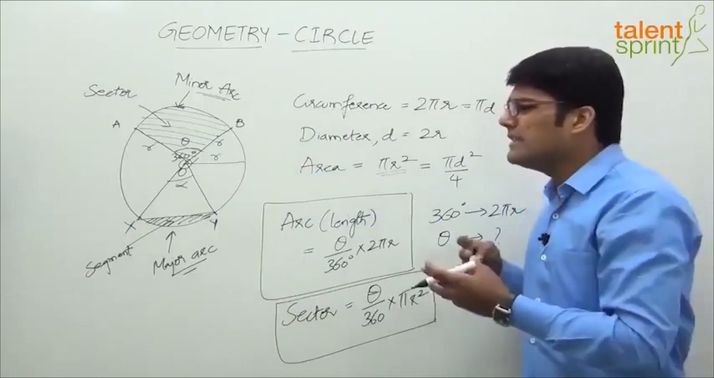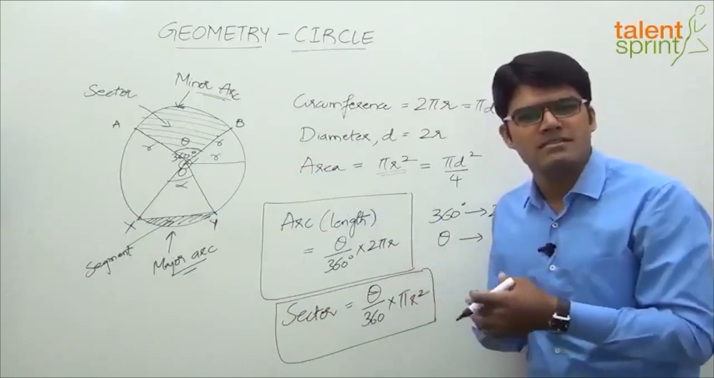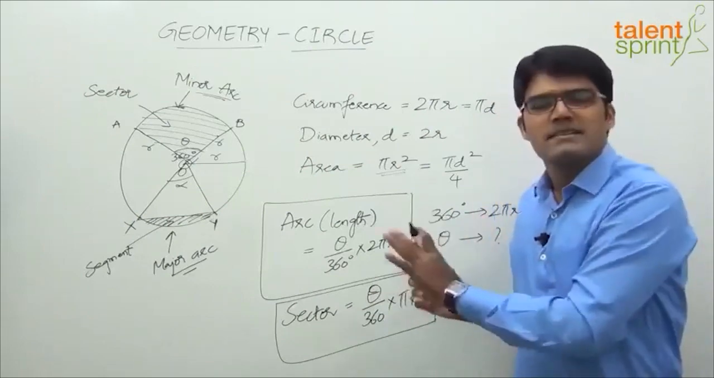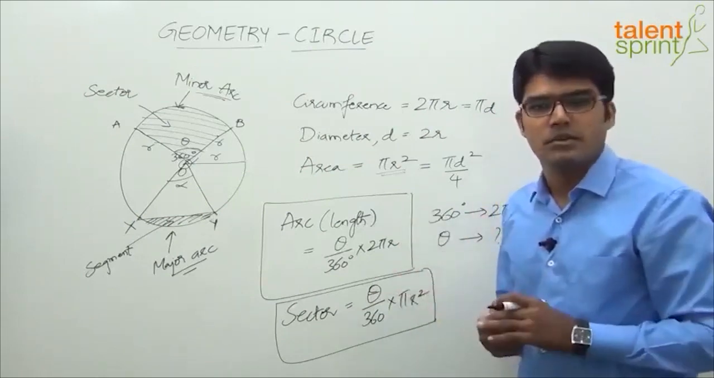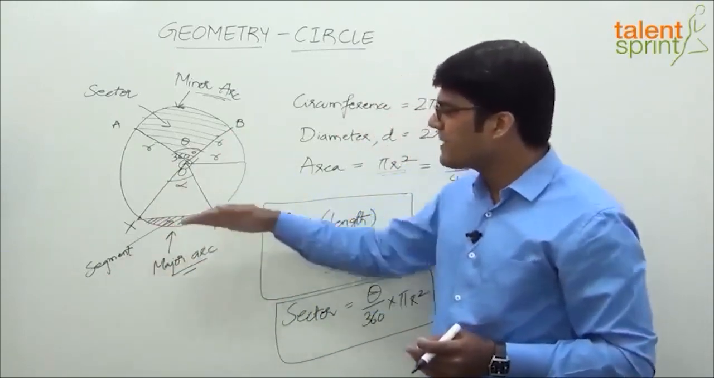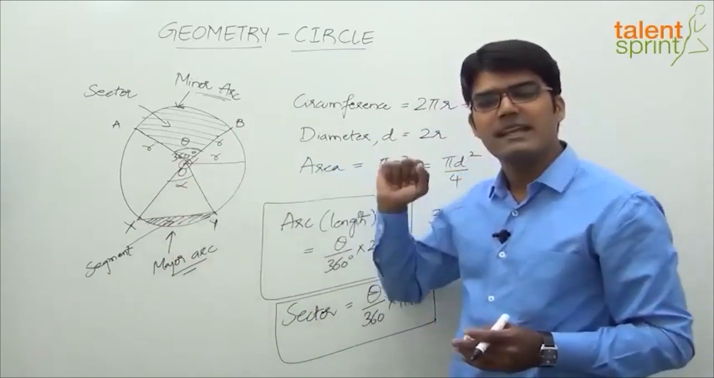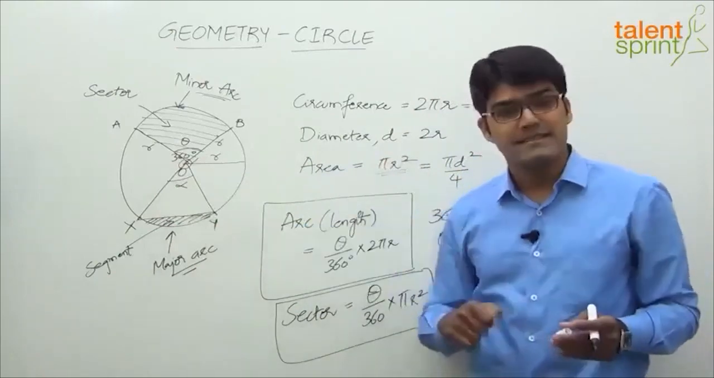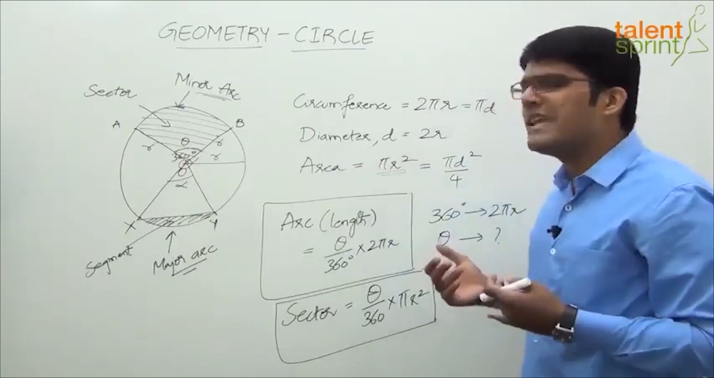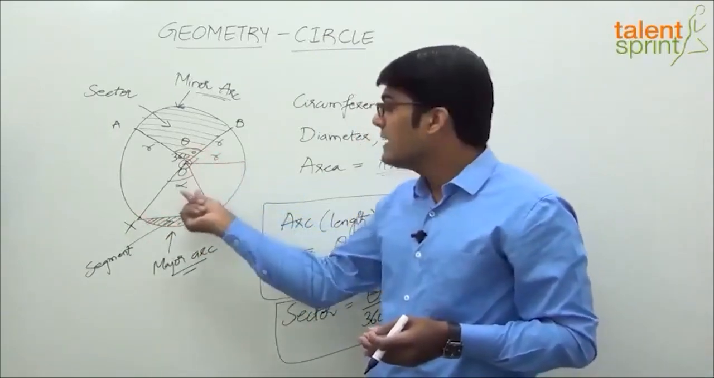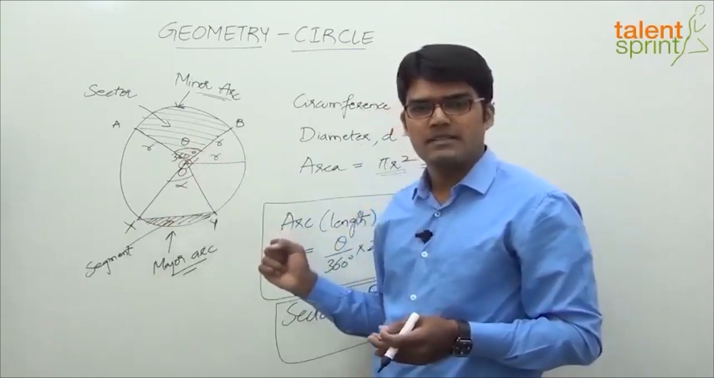Anyway, all these detailed definitions of these terms are not required, but some basic idea is always good. So the segment is some part of the sector. What part? From the complete sector, if you subtract the triangle, the remaining part is called the segment. So how do we get the area of a segment? Area of the sector minus area of the triangle.